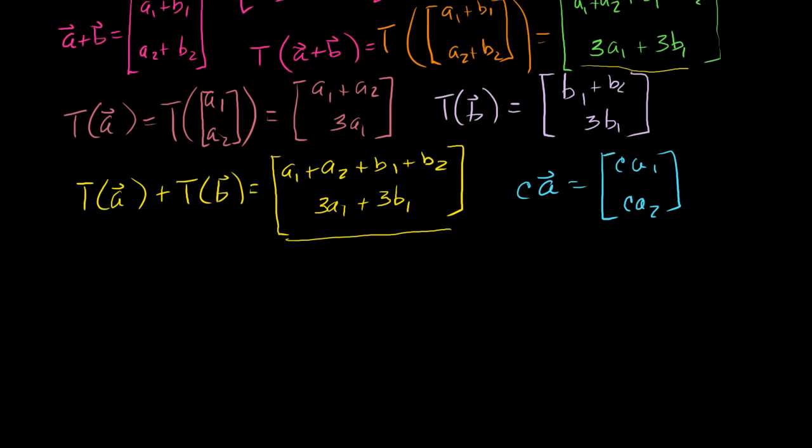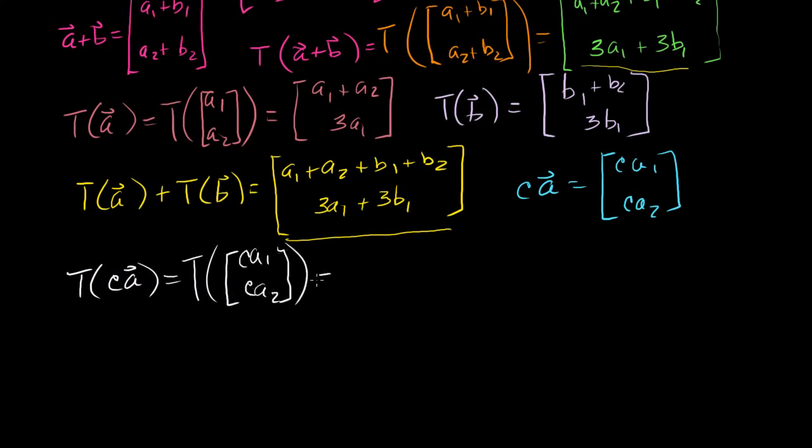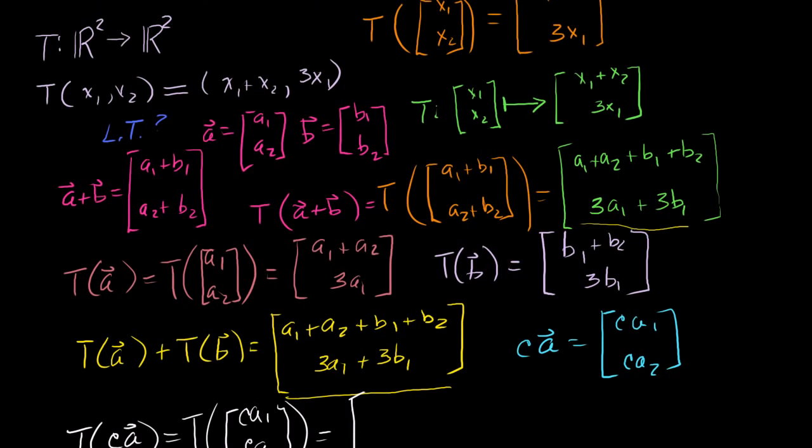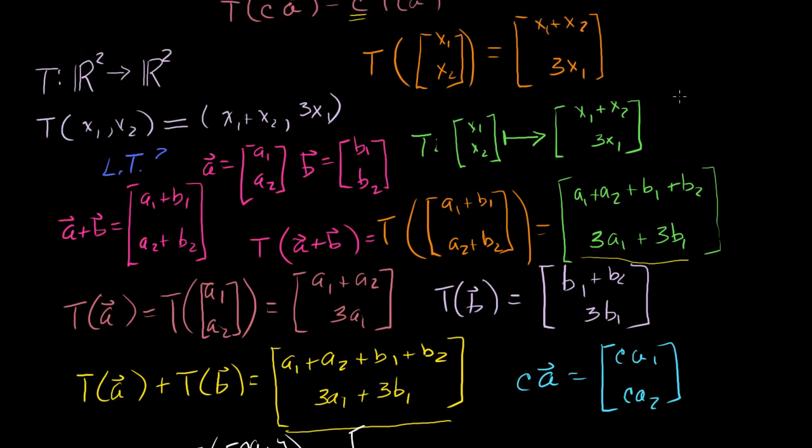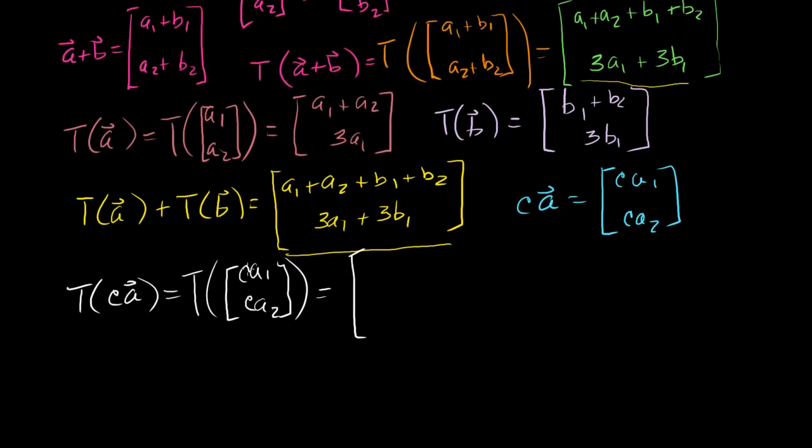So what's our transformation? Let me go to a new color, a color I haven't used in a long time, white. What is our transformation of ca going to be? Well, that's the same thing as our transformation of ca1, ca2, which is equal to a new vector where, going to our definition, you sum the first and second components, and then the second term is 3 times the first component. So our first term, you sum them, so it's going to be ca1 plus ca2. And then our second term is 3 times our first component, so it's 3ca1.